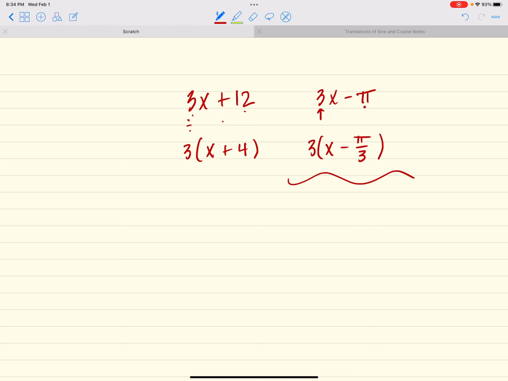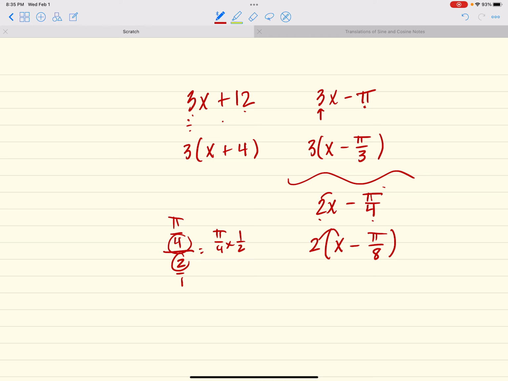Or let's say I had 2x minus pi over 4. It looks like this is b and this is my phase shift, but it's not, because it's not in that standard or general form. So I would factor out the 2 to make x here with a coefficient of 1. And then if I divide pi over 4 by 2, I end up with pi over 8. So pi over 4 divided by 2, which is 2 over 1, is really pi over 4 multiplied by 1 over 2. So that 2 is going to end up in the denominator. So we have pi over 8. And remember, you should be able to multiply this back out and get to what you started. So if I multiplied here, I would be back to the pi over 4.